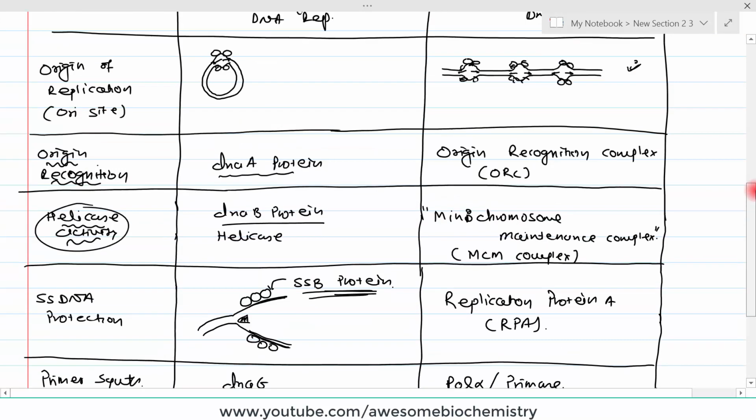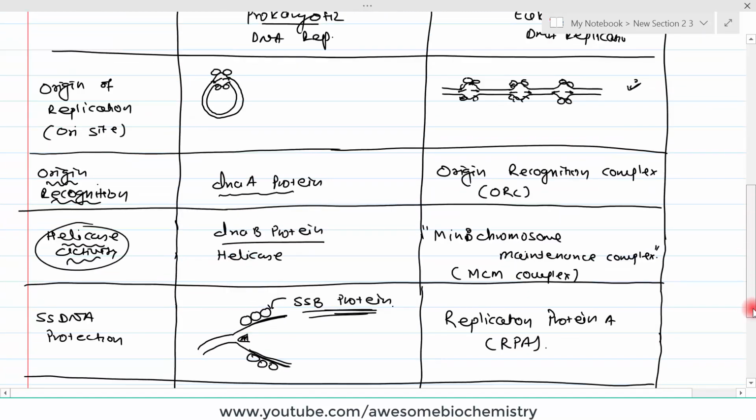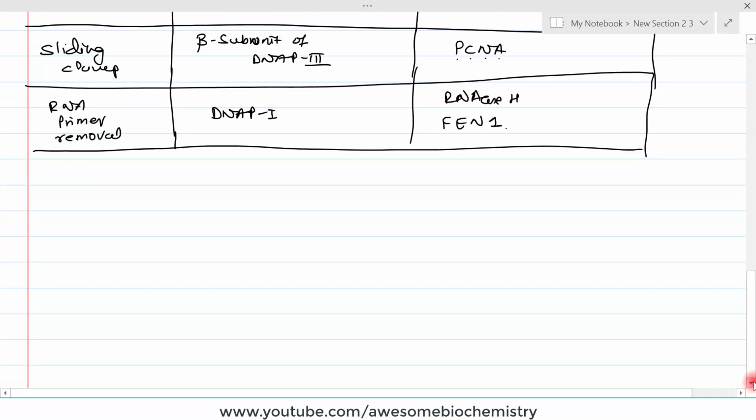Now you must be thinking that we had not discussed the main bulk of enzyme, that is DNA polymerase. I had kept DNA polymerase for a separate discussion because there is a vast difference between prokaryotic DNA polymerase and eukaryotic DNA polymerase. So let's see about that. We had already seen prokaryotic DNA replication. Their main enzymes are DNA polymerases.